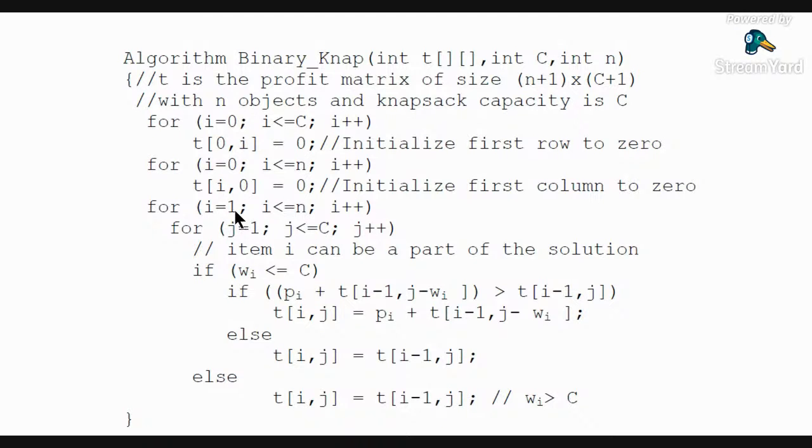Now it is starting from 1 to n and 1 to C. So now the remaining matrix is computed. See how it can be computed. First of all, when i is equal to 1, which object am I considering? I am considering the first object.